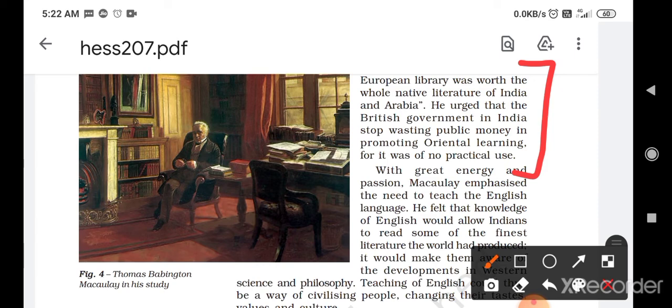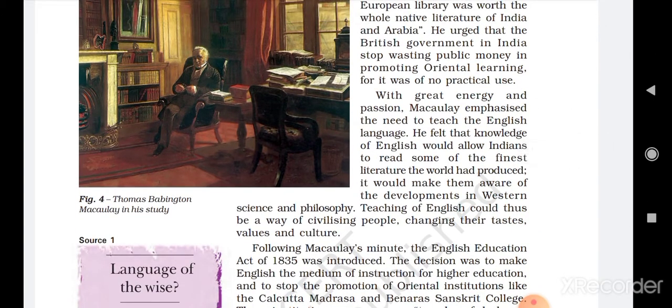Okay, now in the next paragraph it tells that with great energy and passion, Macaulay emphasized the need to teach the English language. Thomas Babington Macaulay not only opposed Orientalists, but with the same energy, he also emphasized the need to teach English. He felt that knowledge of English would allow Indians to read some of the finest literature the world had produced. He said that if Indians would be able to learn English, then wherever they go, they can speak English and read books, because almost the maximum number of books in the world are in English, right?